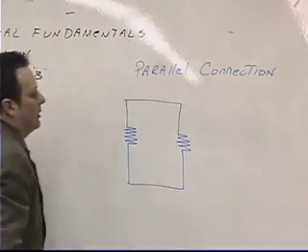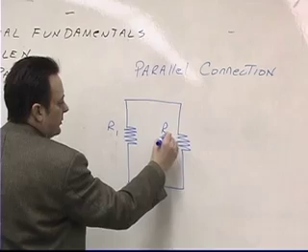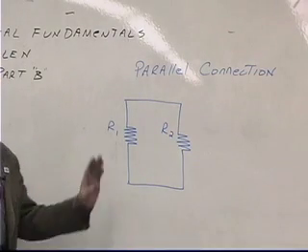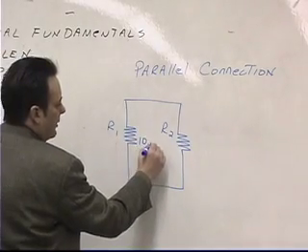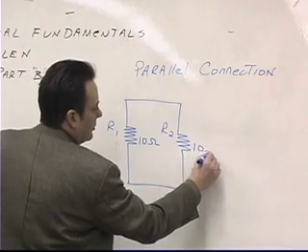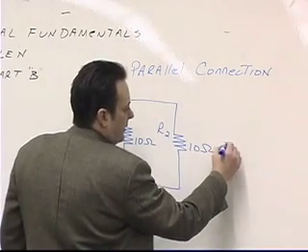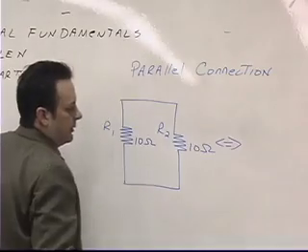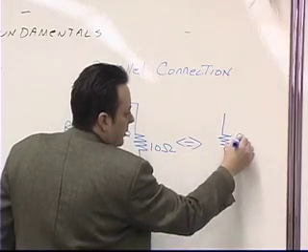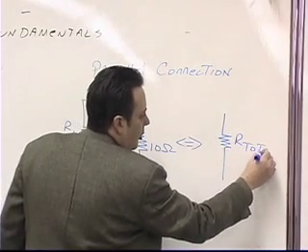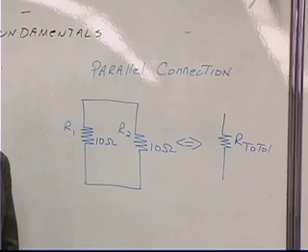This is a parallel connection. So if this is resistor 1 and this is resistor 2, and we'll leave them at the same values, we'll let resistor 1 be 10 ohms, and we'll let resistor 2 be 10 ohms. It turns out that there is an equivalent circuit, and that equivalent circuit consists of one resistor which has a total equivalent resistance.